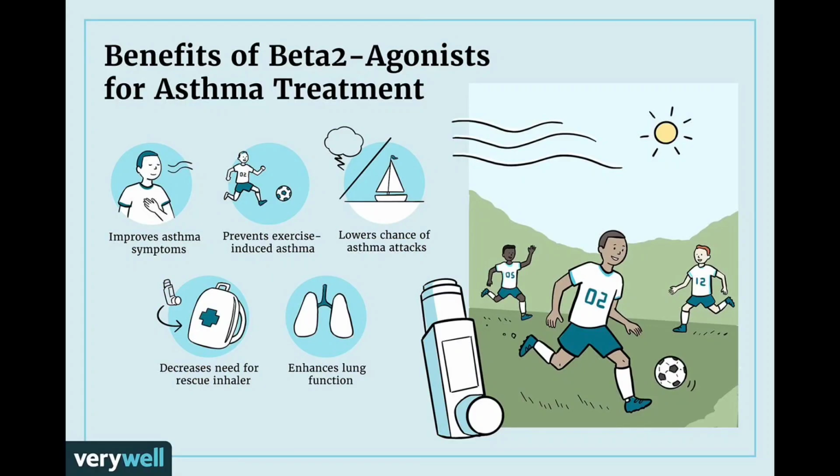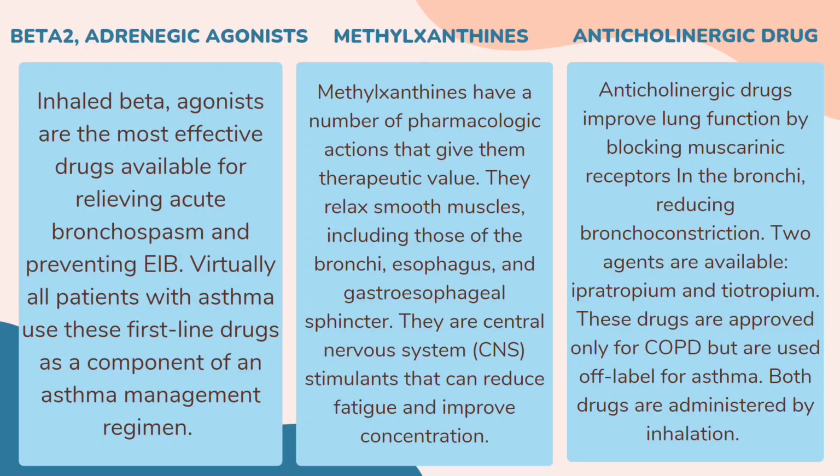Mechanism of action. The beta-2 agonists are sympathomimetic drugs that activate beta-2 adrenergic receptors. By activating beta-2 receptors in smooth muscles of the lung, these drugs promote bronchodilation and thus relieve bronchospasm. In addition, beta-2 agonists have a limited role in suppressing histamine release in the lung and increasing ciliary motility.